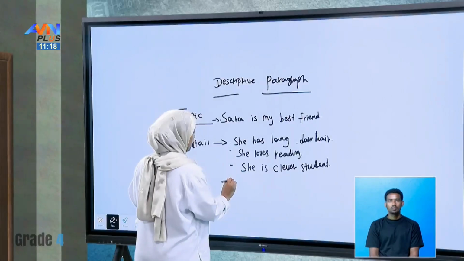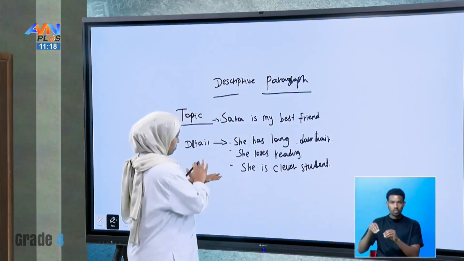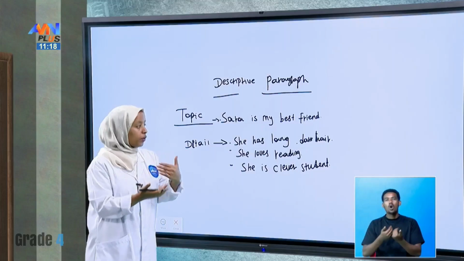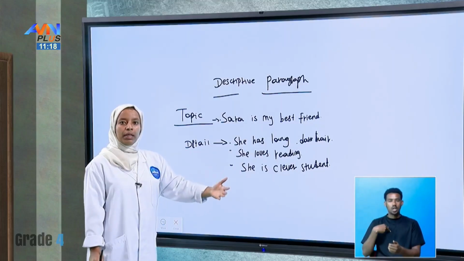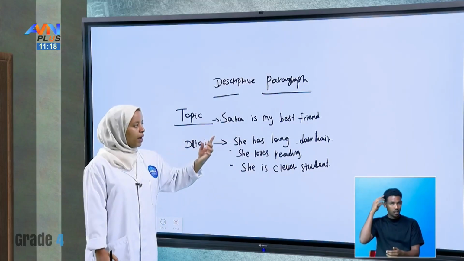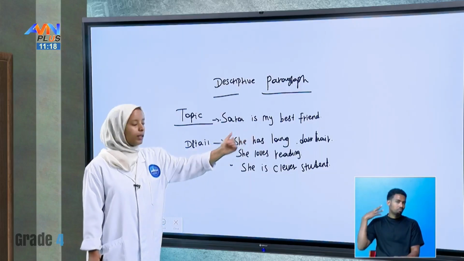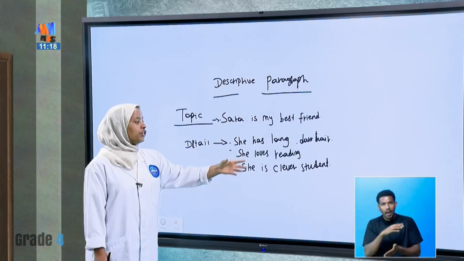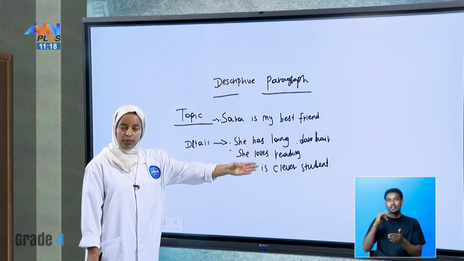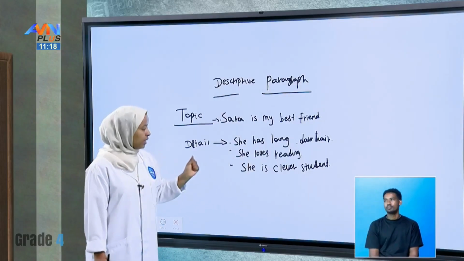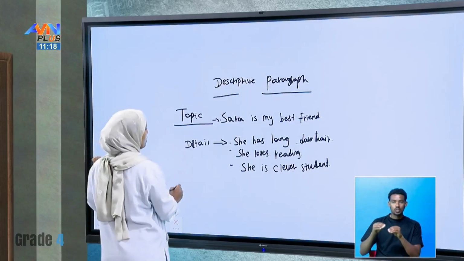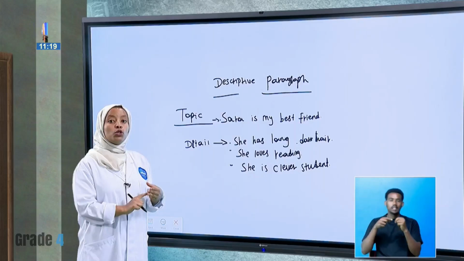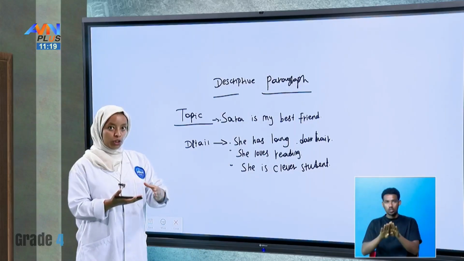She is a clever student. So, students, this is the detail about how Sarah looks. For example, she has long dark hair, which describes her hair as long and also dark. And also, she loves reading. And also, she is a clever student. So, students, let us look at what comes after the topic and details: the closing, the conclusion or the ending.